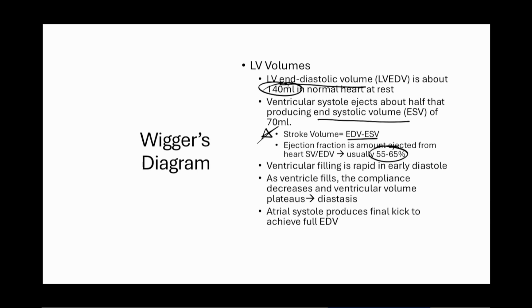As the ventricle fills, compliance decreases and the ventricular volume plateaus, called diastasis. Atrial systole produces the final kick to achieve a full end diastolic volume. Yes? So going back to the ejection fraction, that's end systolic volume over the end diastolic volume? No, it's a percentage of 70 out of 140, it's 50%. That's all it is. It's making a percentage out of it.